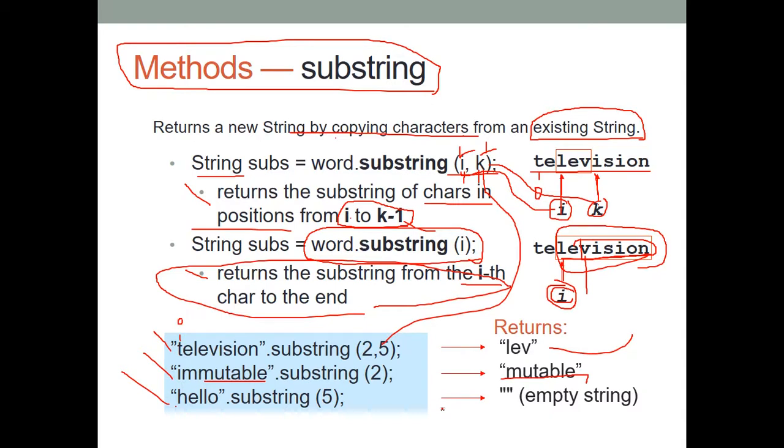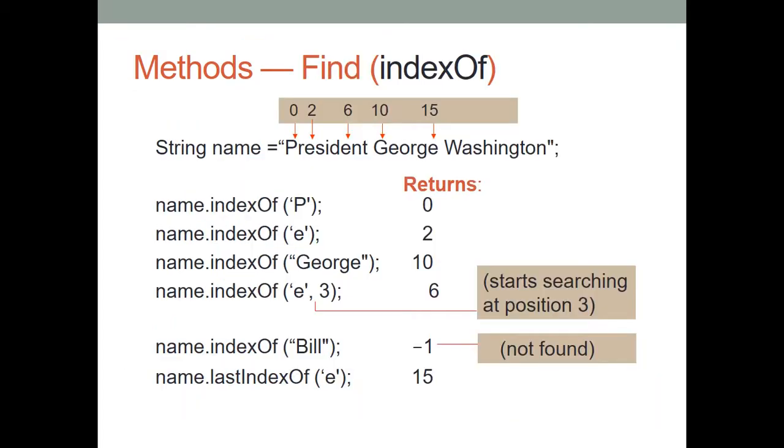Yeah, a string index out of bound exception, it will not find empty strings, like that it will give you. Okay, next method is the find method. Find is one of the most important methods. It will take one character, and it will give you the index number of that character in this string.